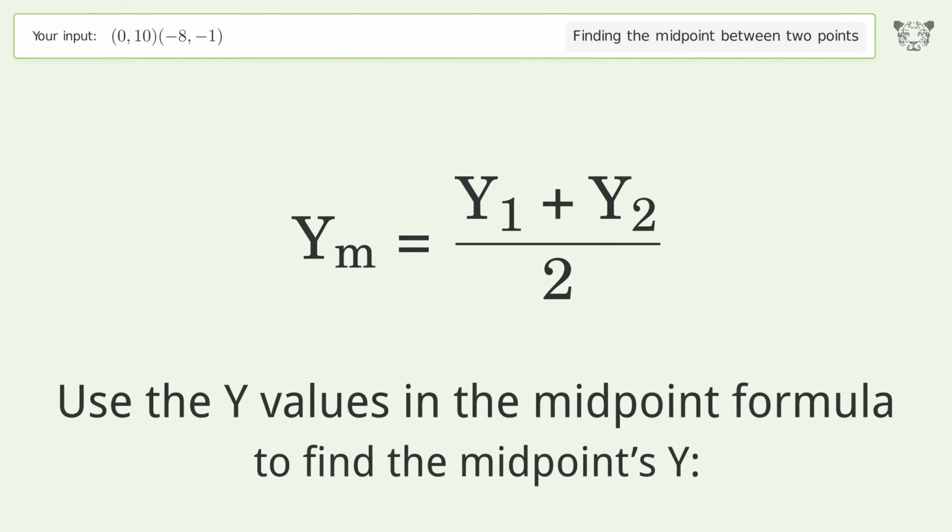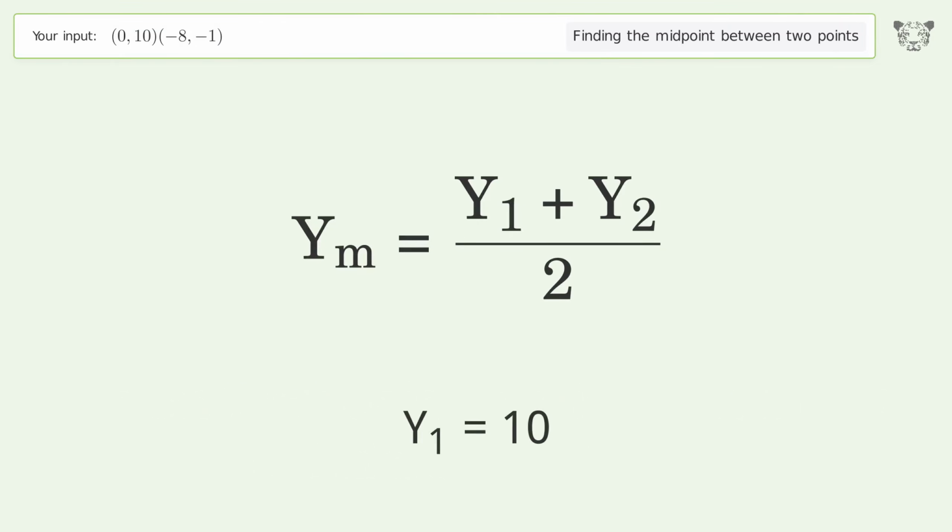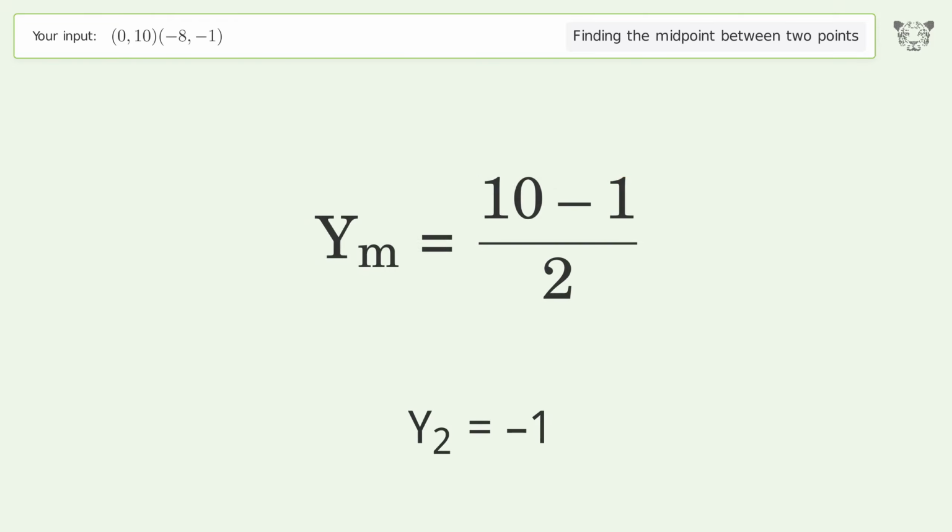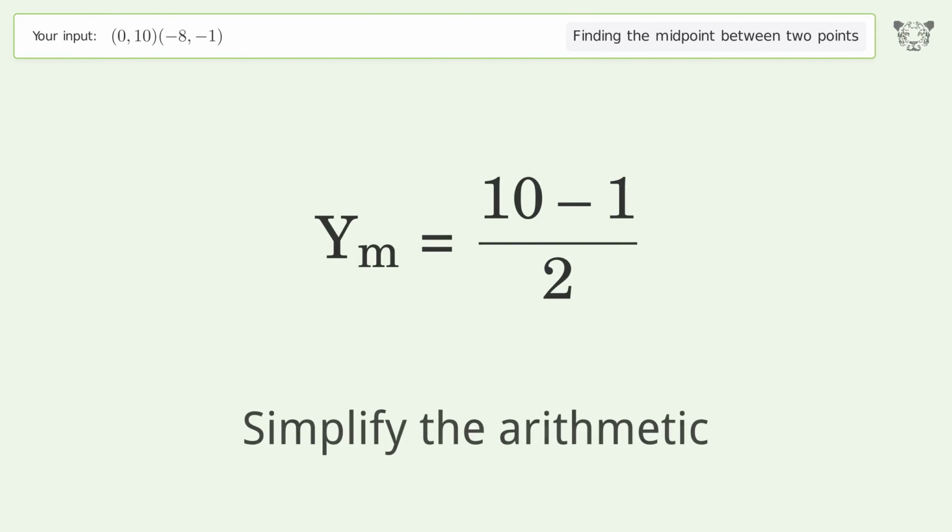Use the y values in the midpoint formula to find the midpoint's y. y1 equals 10. y2 equals -1. Simplify the arithmetic.